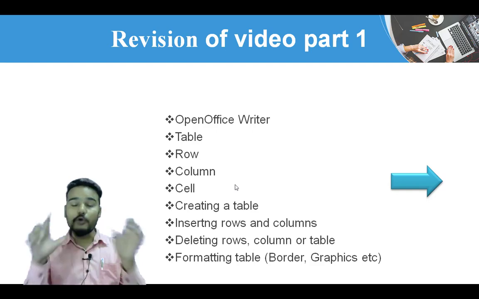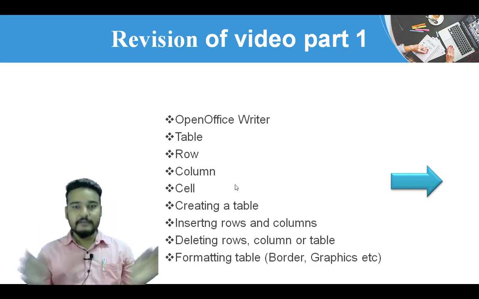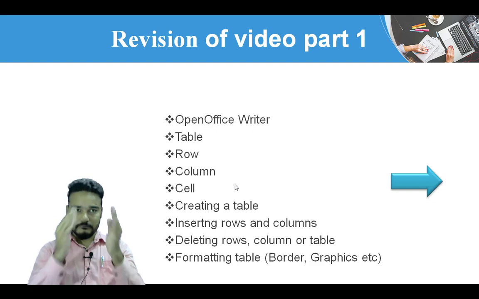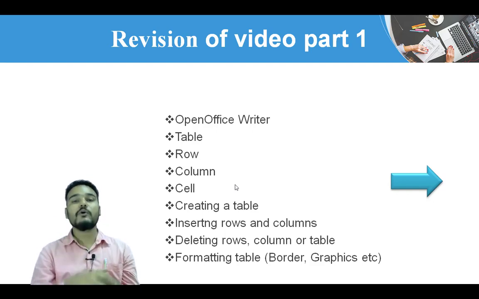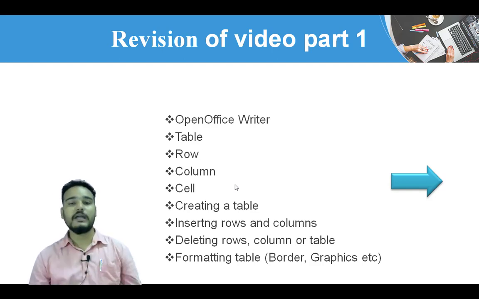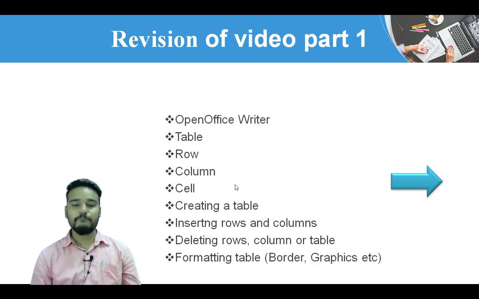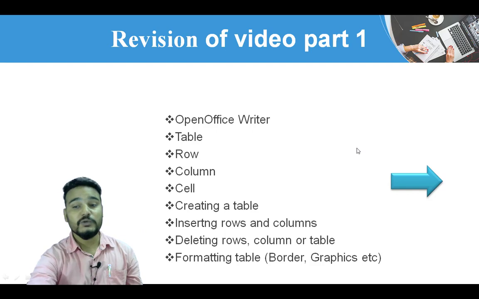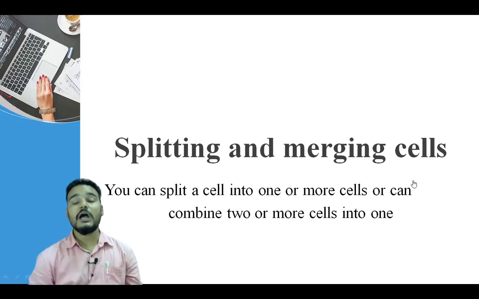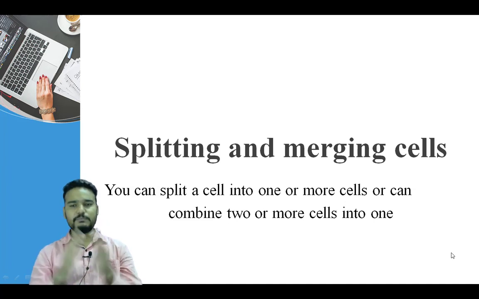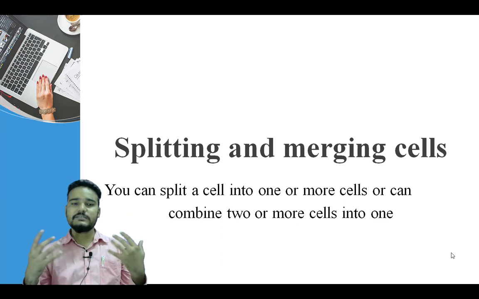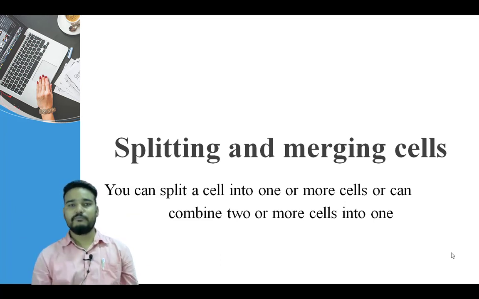Then we have learned how to format our table. Means if you have created table, then aligning, applying borders, some shadings or background graphics and all that we have learned in our previous part. So what we are going to learn in this part is how to split and merge cell. Split and merge, two new words are there. So what is splitting and what is merging, that you need to understand.